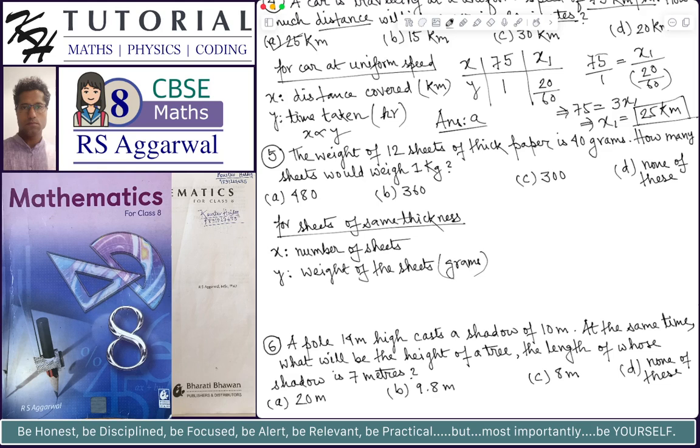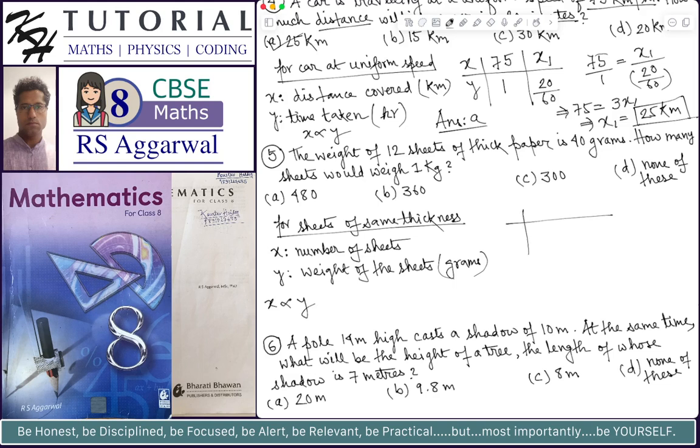Now definitely, if you consider the thickness of each sheet to be the same, that is, by thickness you can also consider the weight of each sheet is same, then if you increase the number of sheets, the total weight will increase, and if you decrease the number of sheets, the total weight will decrease. So clearly we can see that x is varying directly with y.